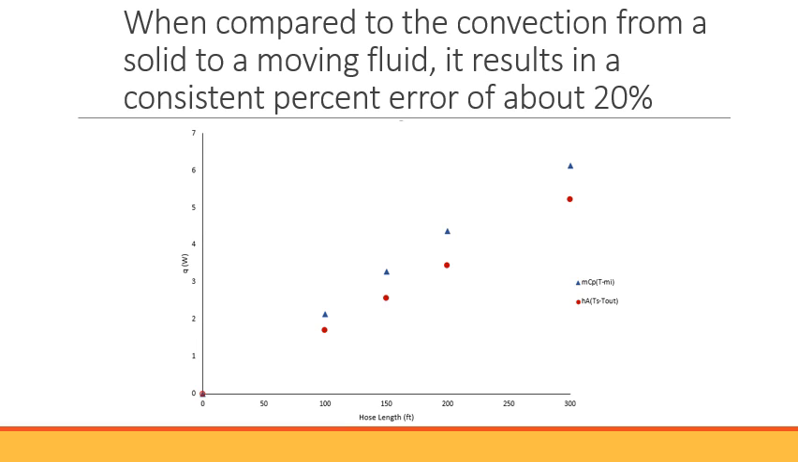Looking at the results, we see that as the length of the hose increases, the heat loss increases by about 1 to 1.5 watts every 50 feet of hose, and the exit water temperature decreases about 3 degrees Celsius every 50 feet of hose as well.